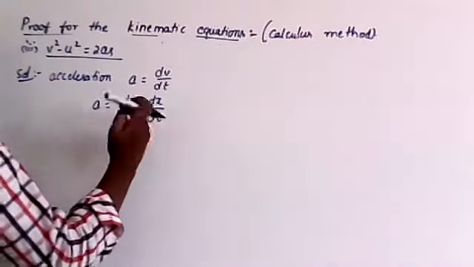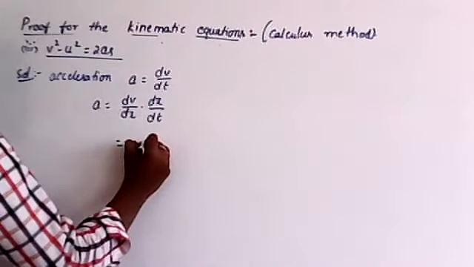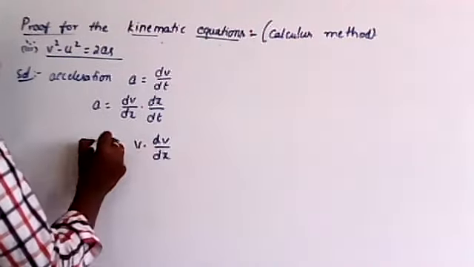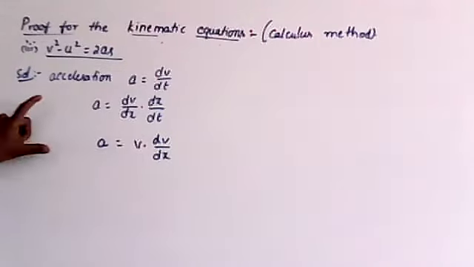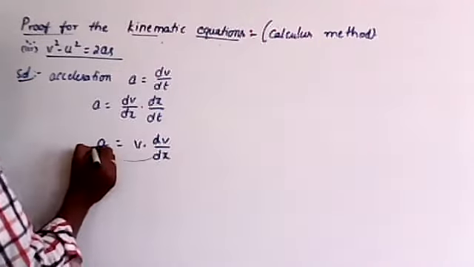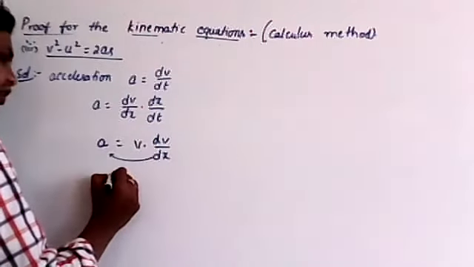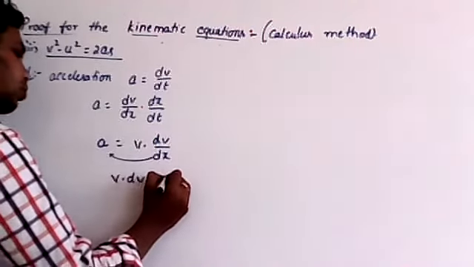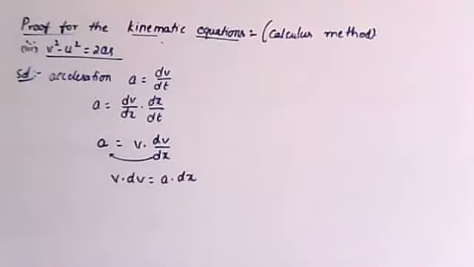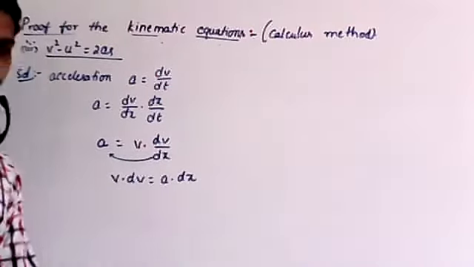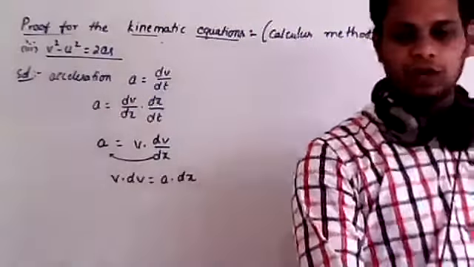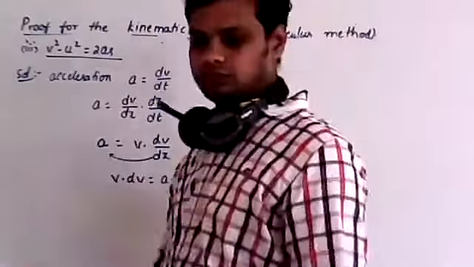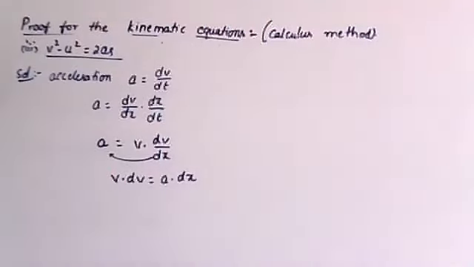Now listen, dx by dt can be taken as v, therefore v into dv by dx is equal to a. This is based on the chain rule. Now bring this a to the left hand side, then v into dv is equal to a into dx. Now this is a small velocity, small displacement. To get the total value, what we should do? Integration.